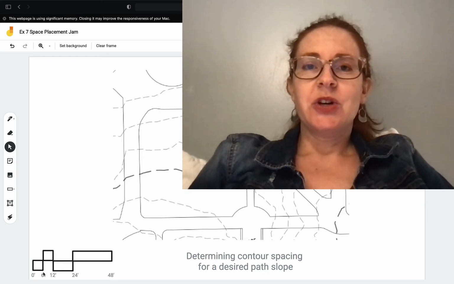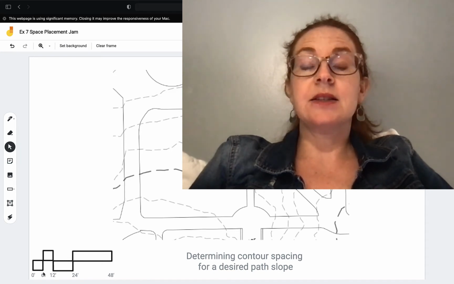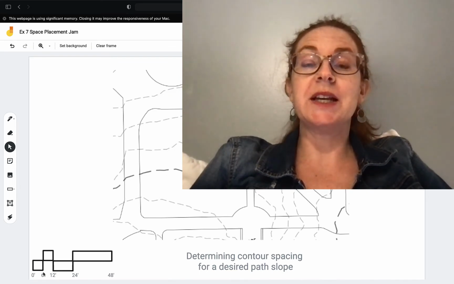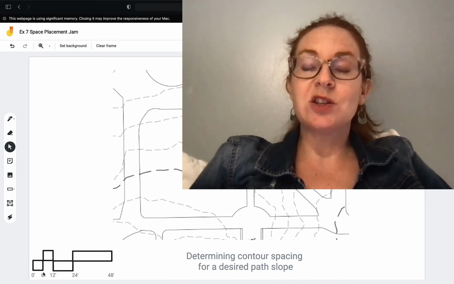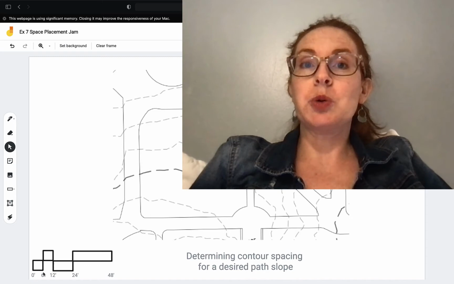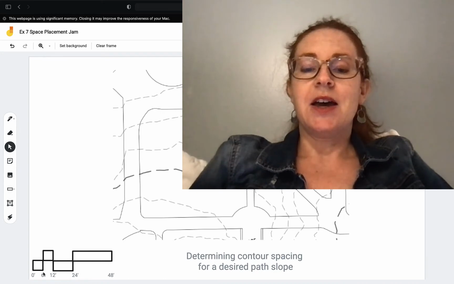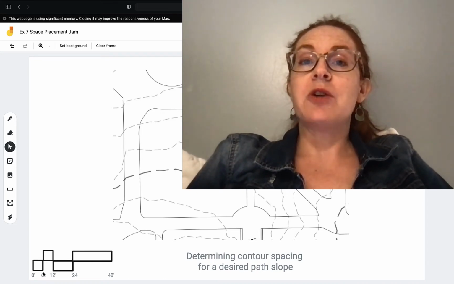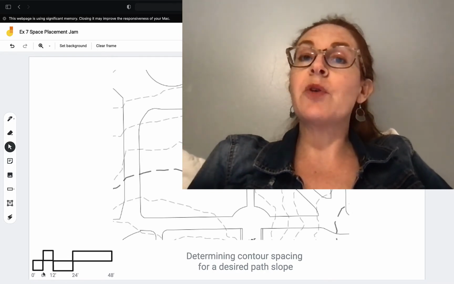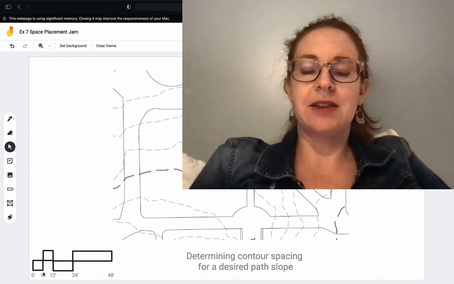So, what I want to go over today is dealing with sloped paths. Specifically, I'm talking about either having to redo a path or introducing a new path on an existing slope, and how you deal with calculating where to put the new contours to put in a slope of a certain percentage. And then later we're going to talk about how to place those contours on the path, either to create a level path or to create a cross slope that would facilitate drainage off to the side of the path.